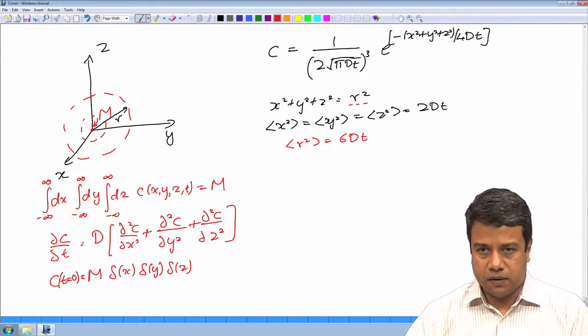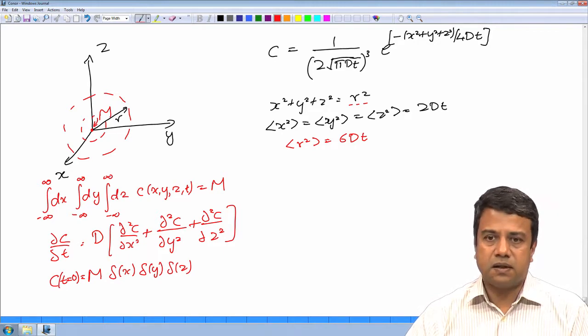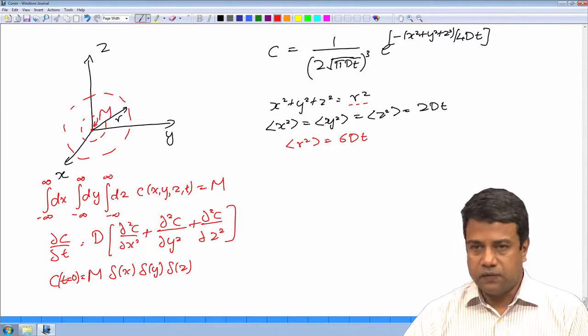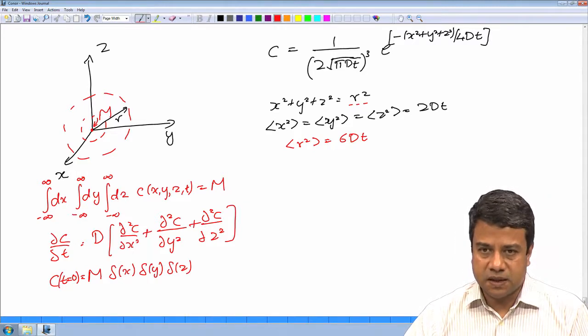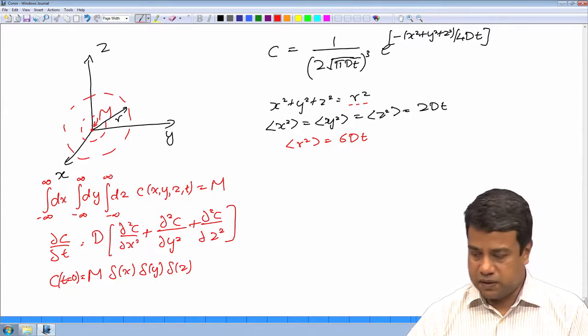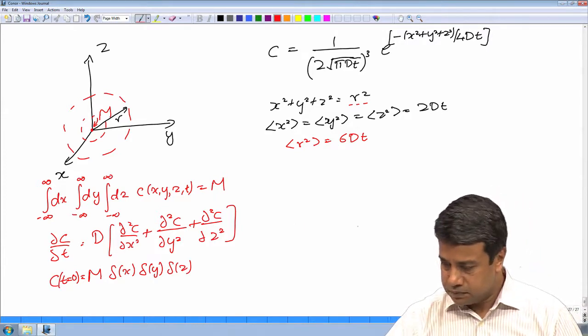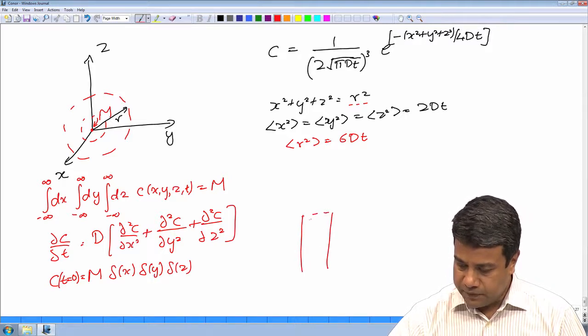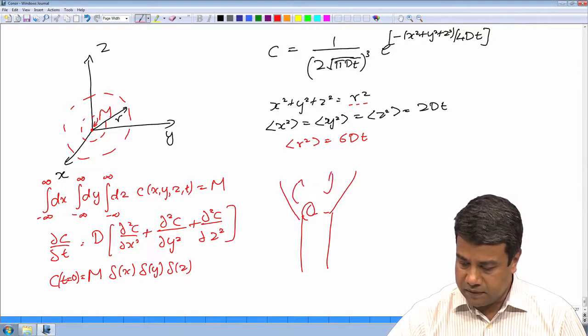Now, why did I talk about this? Because this is actually of practical application. If you had, for example, a gas coming out of a smokestack, smoke, this smoke will spread out. It will have fluctuating velocities and so on.